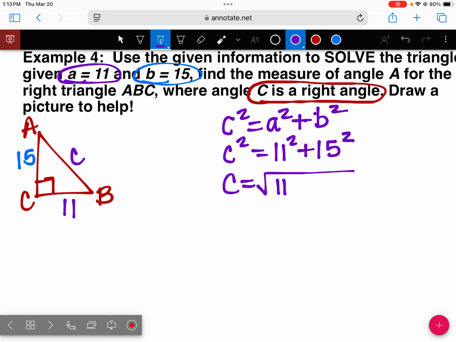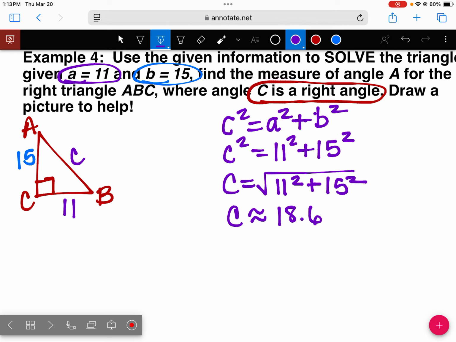Now, I would probably just type this all in my calculator under a square root. And you should get that C is close to 18.6. Now, I'm not going to put that on my diagram, though. I'm just going to leave that off to the side because I'm not going to use that to find my angle A or B.